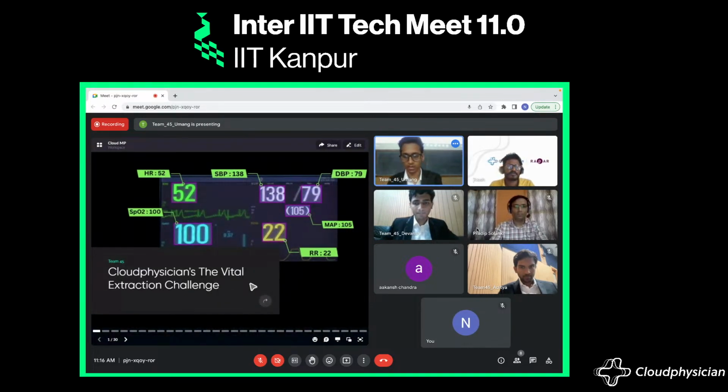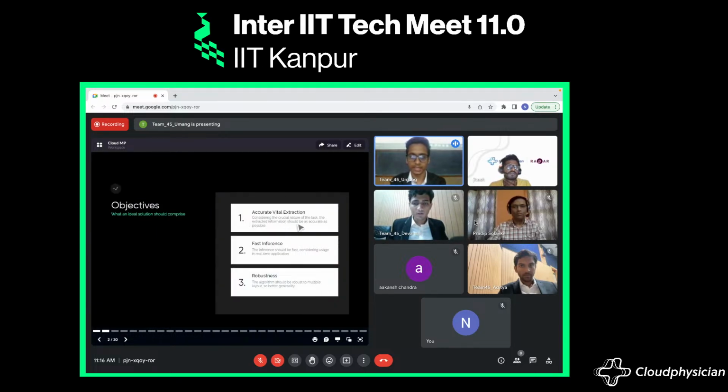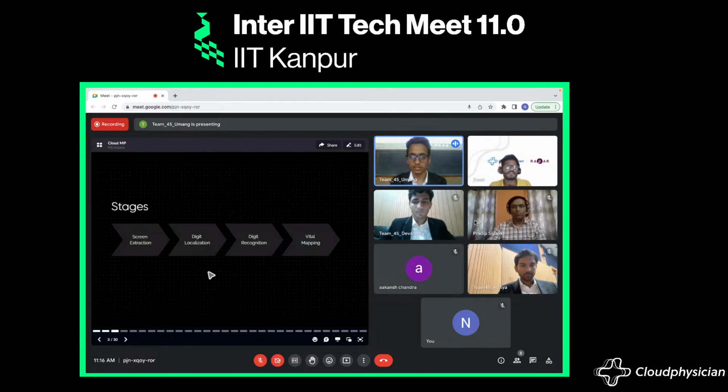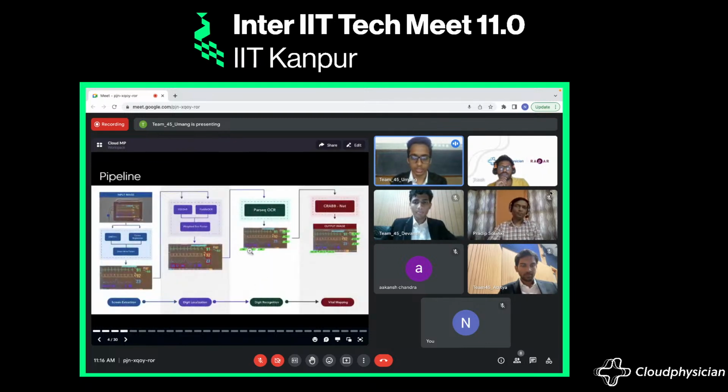Good morning, everyone. We are Team 45, and this is our solution for Cloudphysician's The Vital Extraction Challenge. Our solution aims at accurately extracting vitals with minimum inference time while being robust to multiple screen layouts. We have divided this task into four stages: the screen extraction, the digit localization, the digit recognition, and the vital mapping. Our solution consists of two modes: the fast mode and the accurate mode, which has a trade off between accuracy and inference time. The pipeline for the accurate mode is shown here.